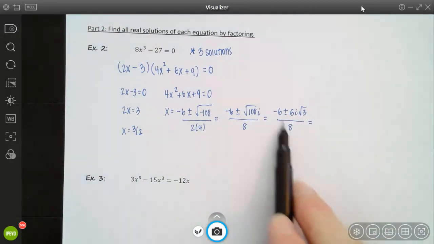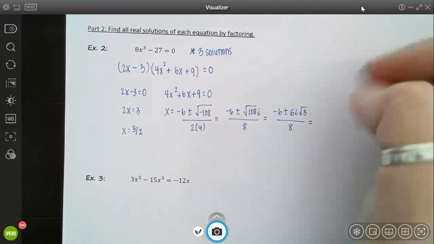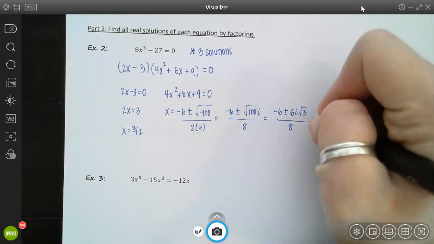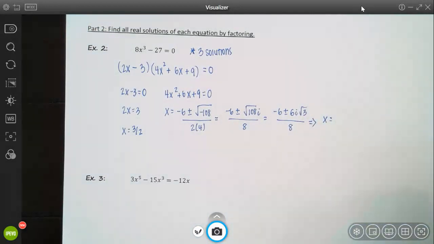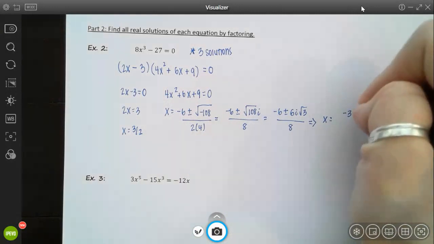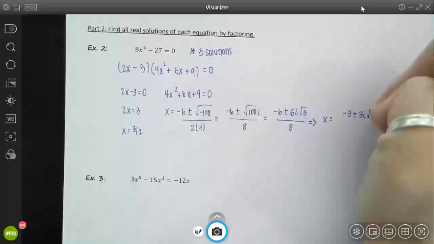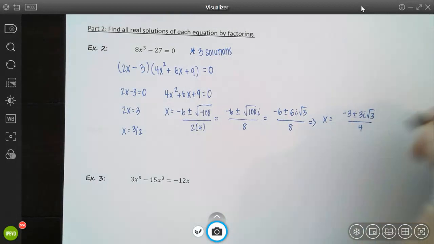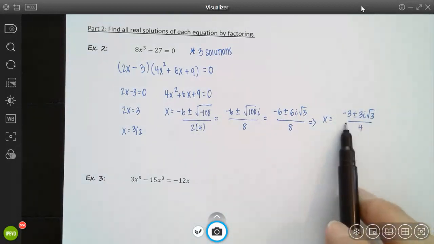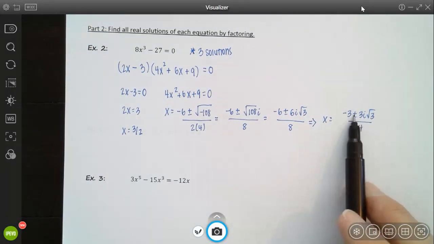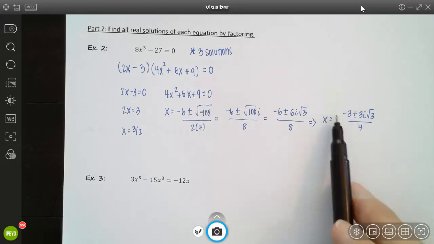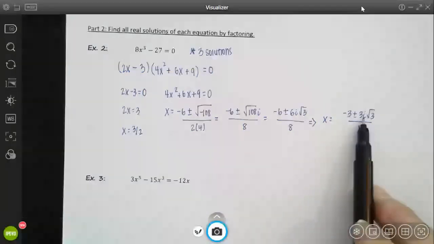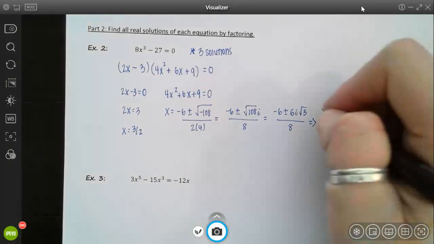I'm going to say that my two solutions for this quadratic trinomial are going to be -3 plus or minus 3i root 3 all divided by 4. And this is giving us two solutions here because one of them is going to be -3 plus 3i root 3 divided by 4. The second one is going to be -3 minus 3i root 3 divided by 4. So here's two of our solutions right here.